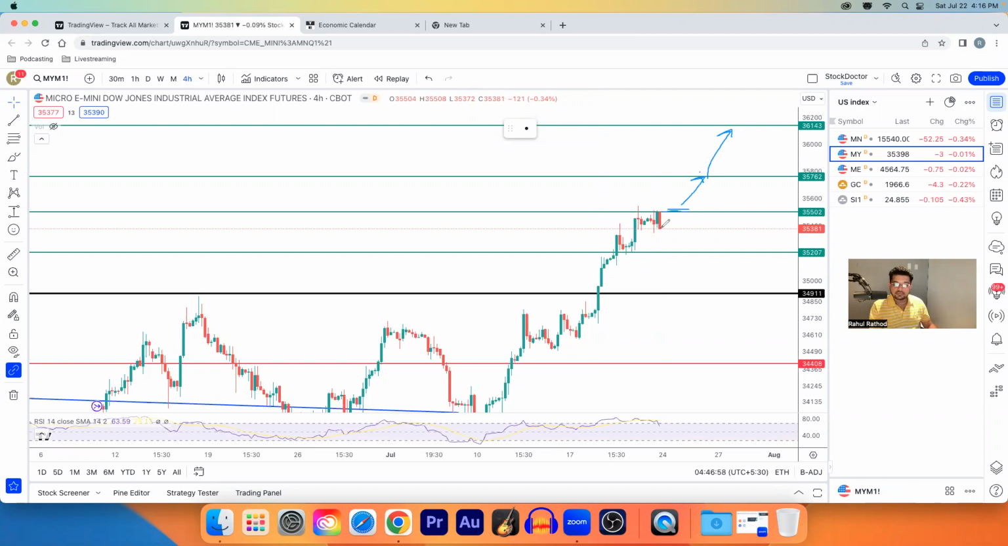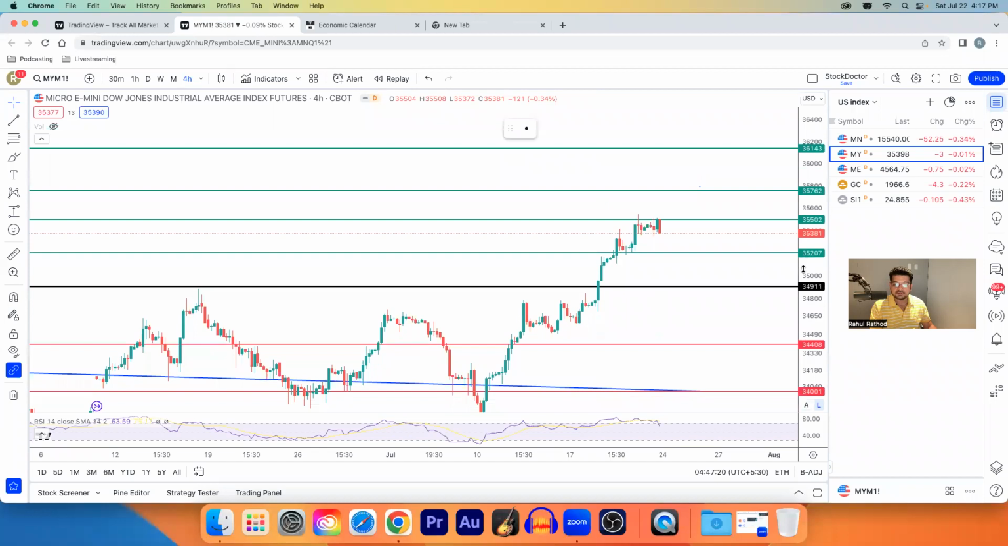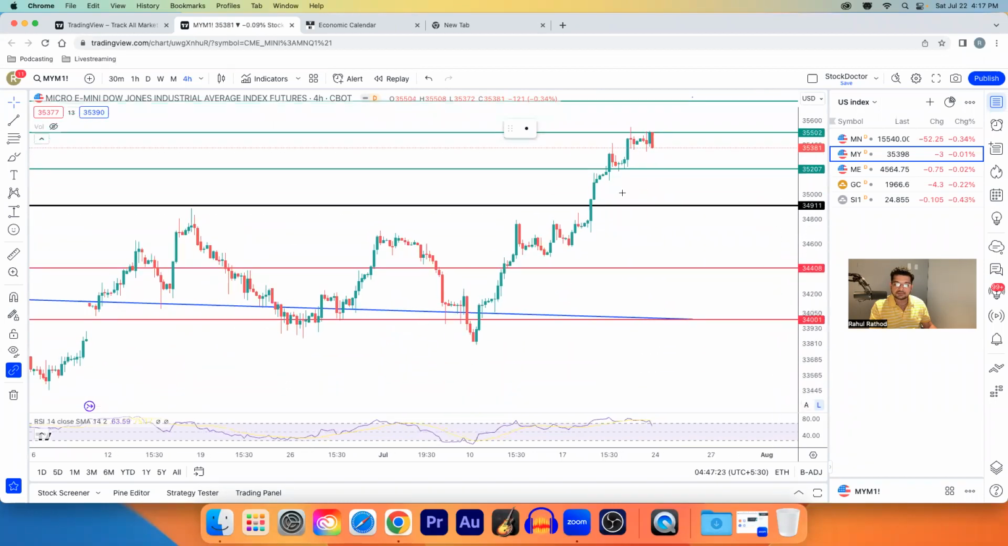If it starts trading down, then 35,200 is the first downside target, and the second is 34,900. There are possibilities that it can take support at these two levels and then again start coming up. But if it breaks 34,900 on the downside, then I will say that Dow Jones has lost its upside, and it can go for some corrections, and those corrections can go to 34,400 and 34,000. Okay, so this was about the Dow Jones.